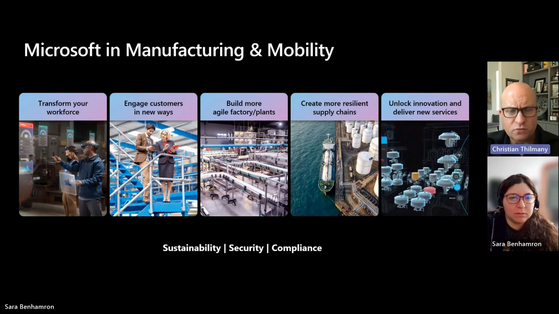Building agile factories is really somewhat of a catch-all for all things factory related. That could be anything from the top floor operational visibility to overall production operations, CapEx and OpEx, to get a little bit closer to the line itself, right? Smart factories and such. Resilient supply chains is pretty self-explanatory.